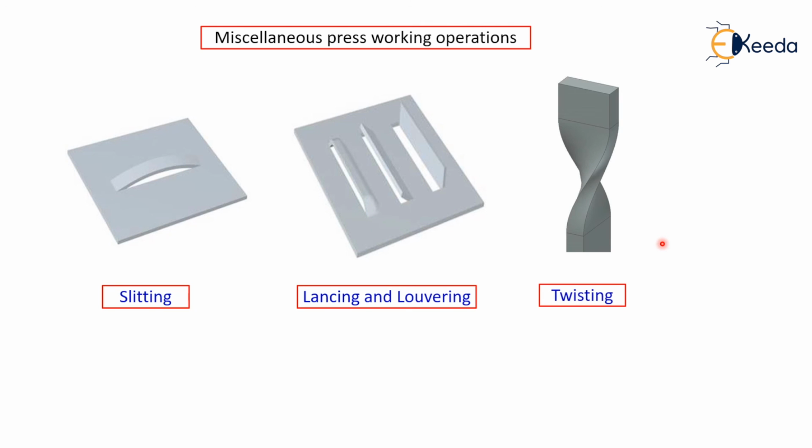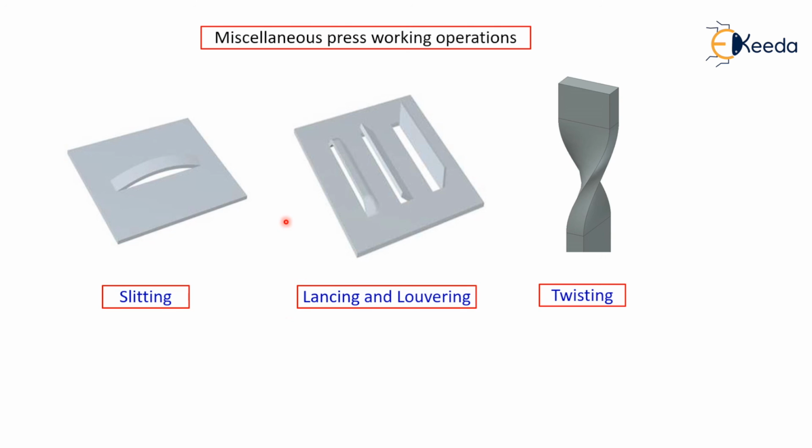The third one is the twisting of a sheet metal, where on one side the particular sheet is clamped and on the other side it is held in another punch and rotation is provided to get the perfect twist to the sheet metal. These are the miscellaneous press working operations.